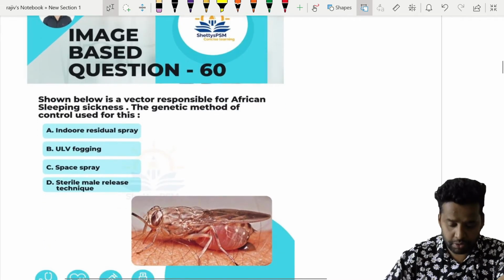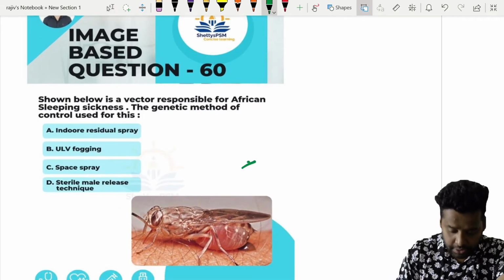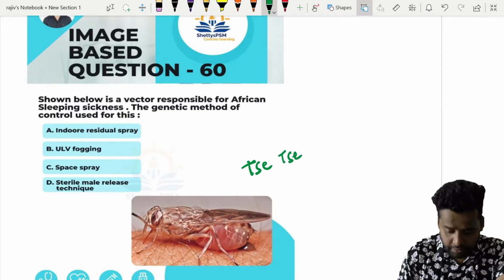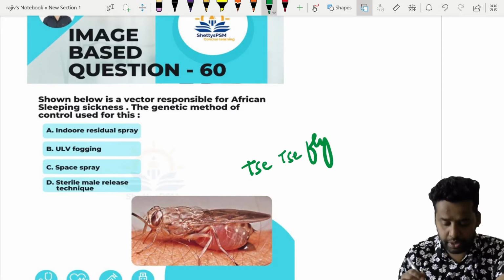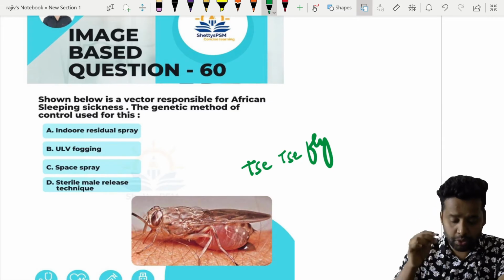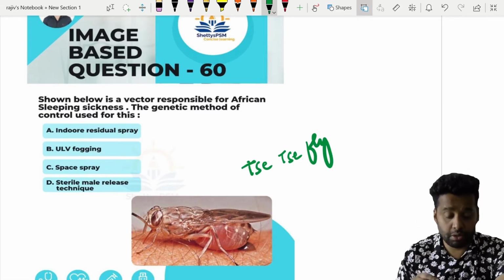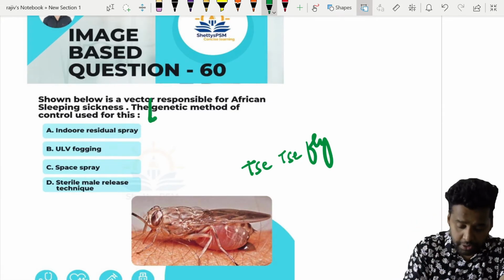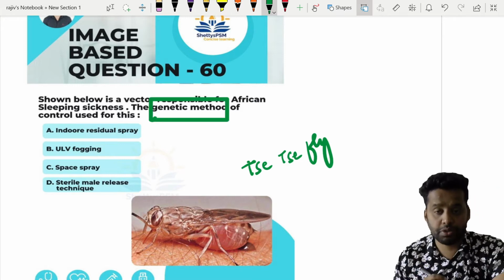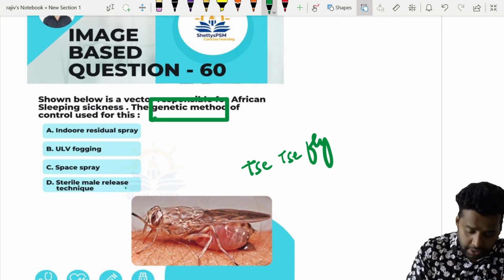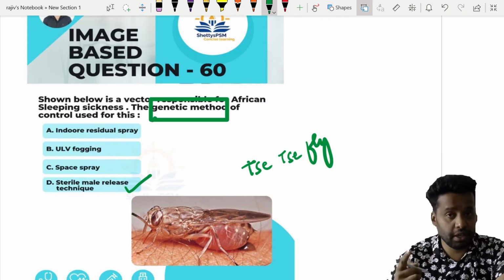This vector what you are seeing is tsetse fly, responsible for African sleeping sickness. The question was what is used for tsetse fly control and what is that genetic method. This is the keyword: genetic method used for tsetse fly control. Answer is SMR, sterile male release technique.